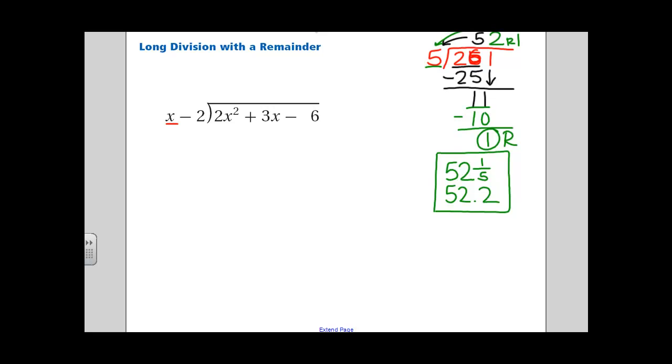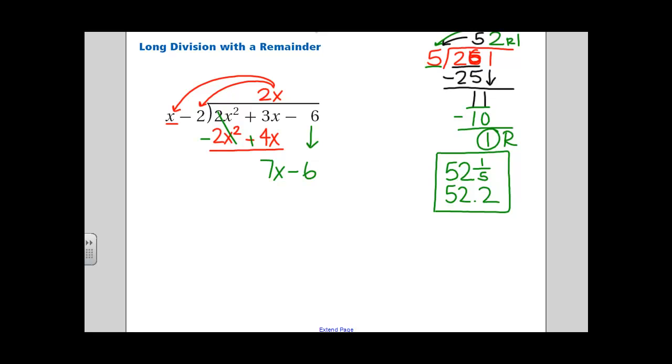How many times can x go into 2x squared? Well, it goes in 2x times, so then we have to multiply. 2x times x gives me 2x squared. And then 2x times negative 2 gives me negative 4x. And then remember, we want to see what's left over, so we need to subtract. If I subtract a negative here, I'm really adding. I always just go through and change all the signs, because that's what really happens when you subtract. Our 2x squareds go away, and we're left with 7x, and then we've got to bring down negative 6.